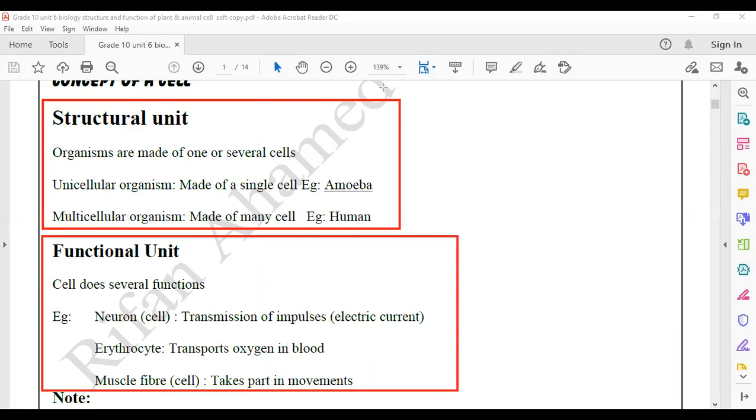One function, your book says, is transmission of impulses. An impulse is an electric current produced by a cell in our body. Another function, transport of oxygen in blood, is done by a cell in our body. Making movements is done by a cell in our body.